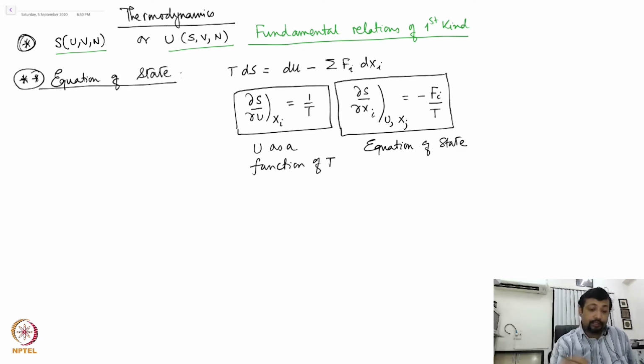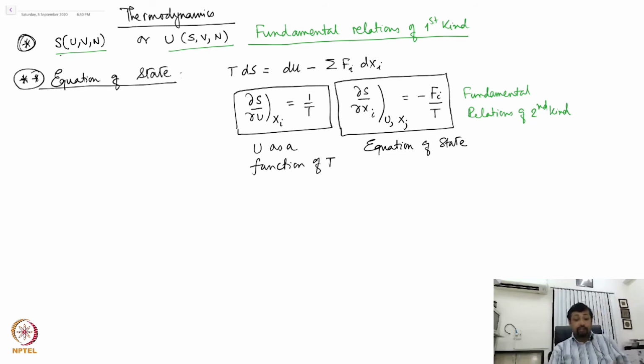So these are called fundamental relations of second kind. If you are given the equation of state, then you necessarily can reconstruct back the entropy, the fundamental relation. That is always possible. But you have to know all the equations of state.